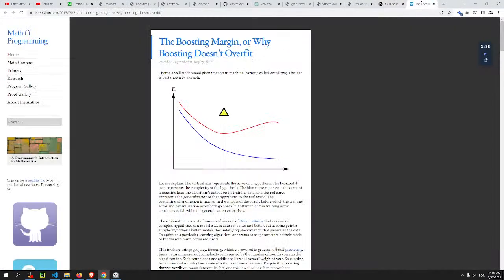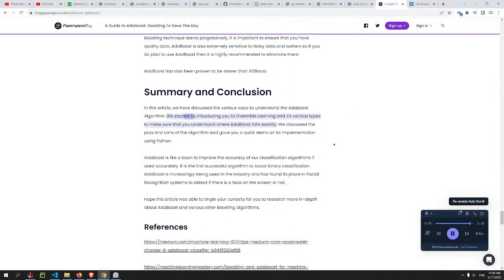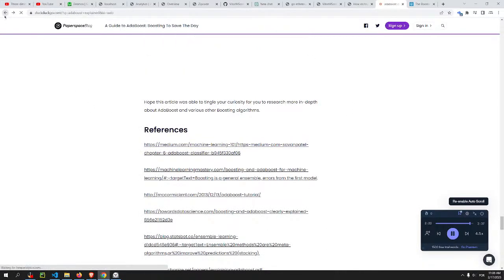Summary and conclusion. In this article, we have discussed the various ways to understand the AdaBoost algorithm. We started by introducing you to ensemble learning and its various types to make sure that you understand where AdaBoost falls exactly.